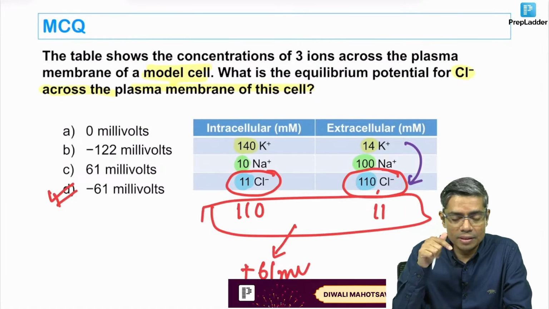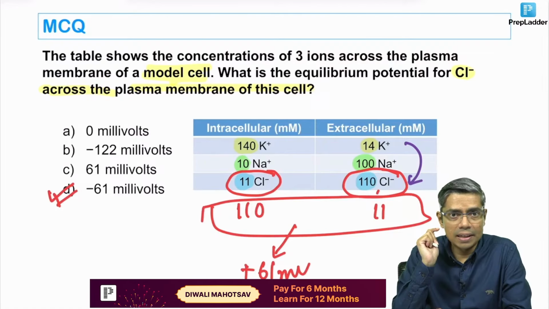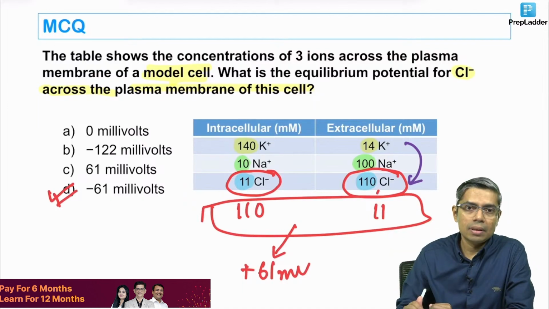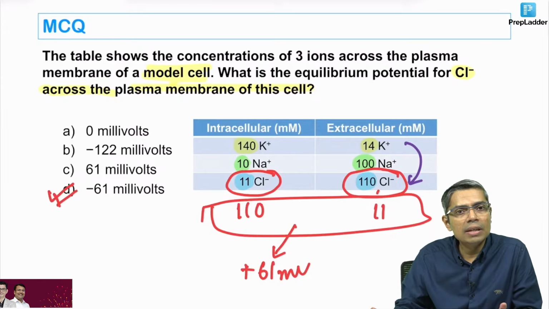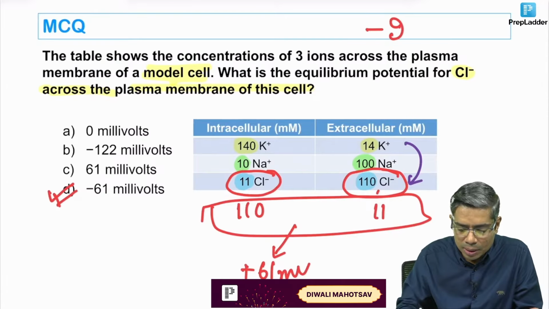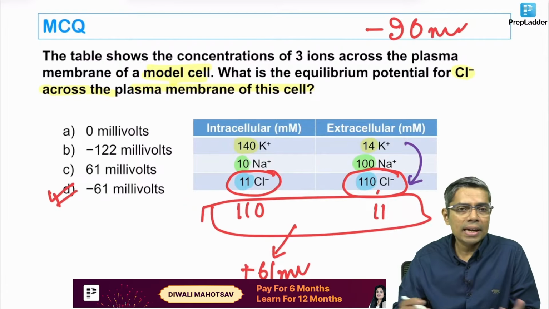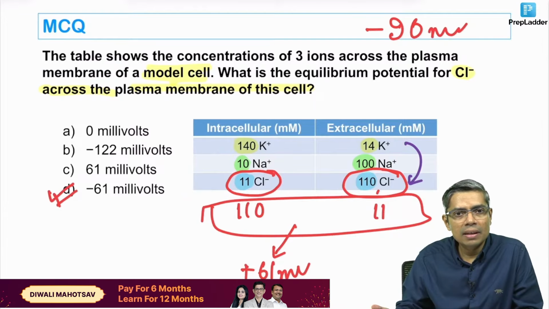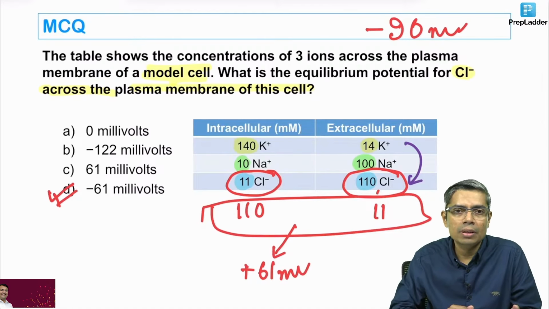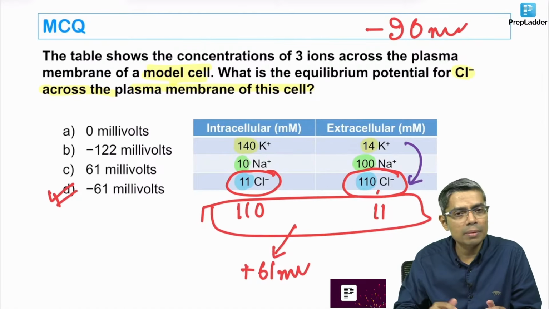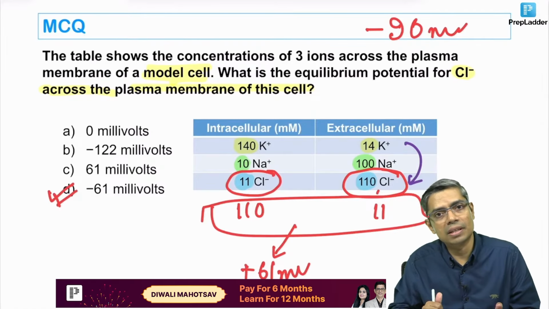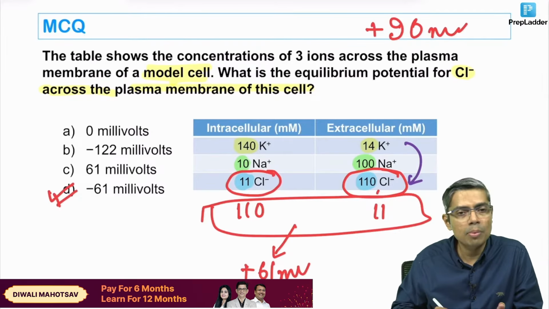One time this kind of question was given in INI-CET, I can remember. In that, the potassium concentration was reversed, and students generally know what the potassium equilibrium potential is. Just now we discussed in the previous MCQ that the potassium equilibrium potential is minus 90 millivolt. So, they calculated the potassium equilibrium potential and did not notice that in the model cell given in the question, the potassium concentration was reversed. Normally potassium concentration is high inside the cell, but in that question it was given high outside the cell. So, whenever that is given, it will be positive rather than negative.